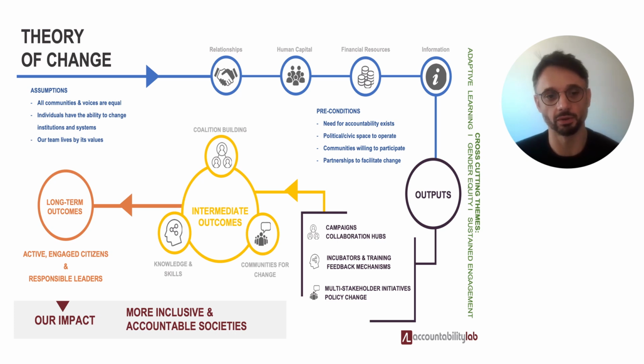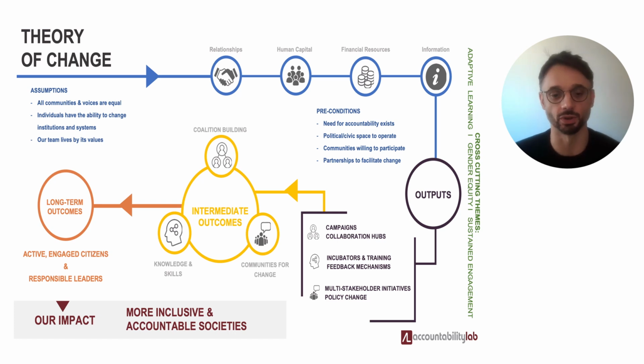Here is an example of a theory of change visualization from the Accountability Lab. The theory of change here explains the organization's entire goal and their ways of working. You can see on the top left-hand side their assumptions about the kinds of contexts they work in and the systems that they're dealing with. You can then see their inputs in the blue at the top of the diagram: human capital, financial resources, the relationships and information they bring to bear, and the outputs that they hope they will lead to: campaigns, training, mechanisms, multi-stakeholder initiatives. They then separate the outcomes into intermediate outcomes and long-term outcomes.